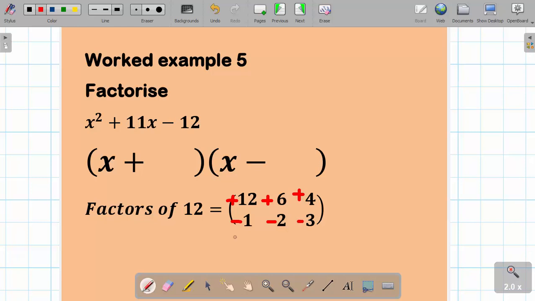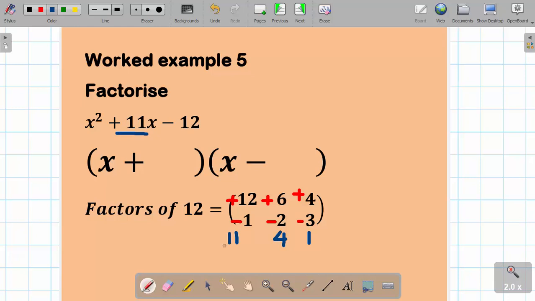Now after that, we don't stop there. We are going to ask ourselves, when we add, what do we get? Now when I add positive 12 plus negative 1, I get positive 11. When I add positive 6 and negative 2, I get positive 4. When I add positive 4 plus negative 3, I get positive 1. Then I check which of these is the exact value of the middle term. Check it out, guys. This is positive 11.